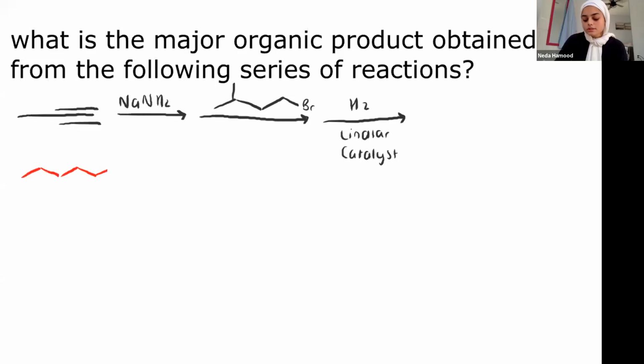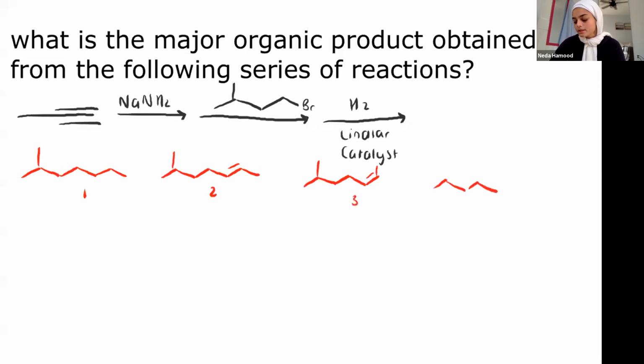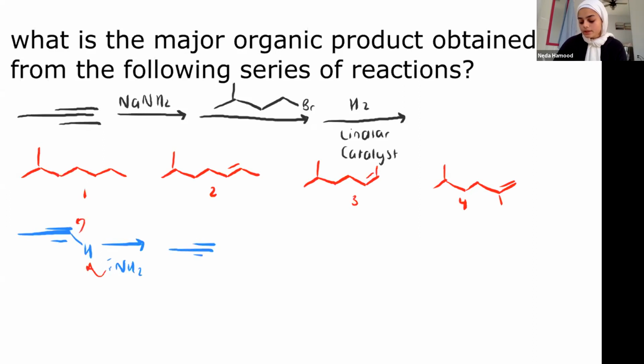Okay, so these are your options. This is 1, this is 2, this is 3, and this is 4. You can go ahead and work it out while I also work it out. So this is our nice terminal alkyne. We have NH2 minus. Go ahead and take that proton, and then we're left with this. And then we have this one.